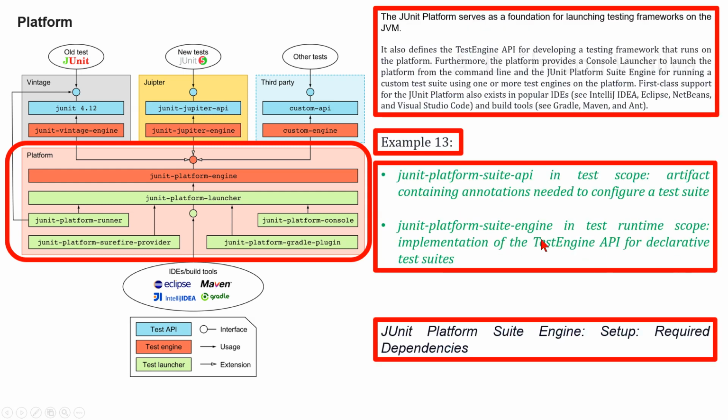Now we are considering required dependencies in setup in JUnit platform suite engine. JUnit platform suite API in test scope: artifact containing annotations needed to configure a test suite. JUnit platform suite engine in test runtime scope: implementation of the test engine API for declarative test suites.